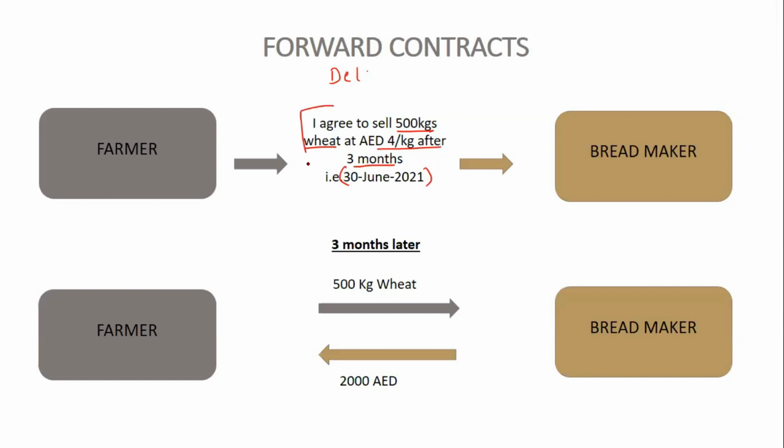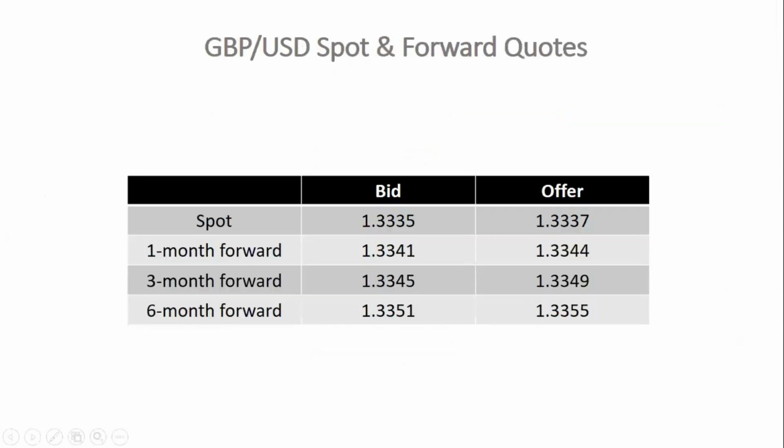So you see this contract, all the particulars of this contract have been decided today. But after 3 months, the actual transaction is going to take place. So the farmer is going to deliver the wheat and the bread maker is going to make the payment. So this is a delivered forward contract.